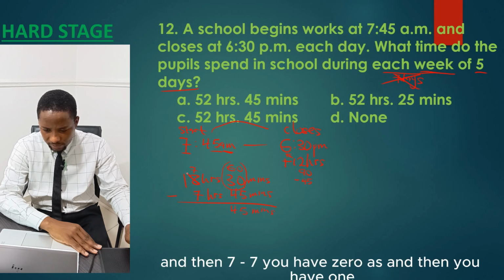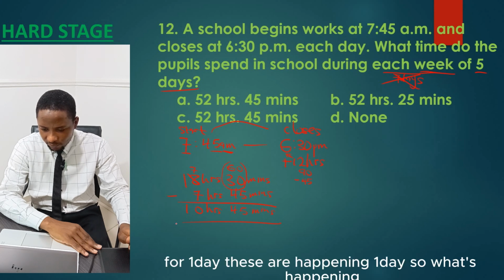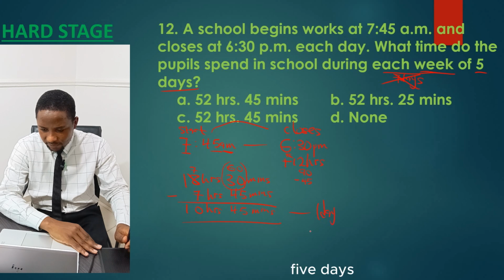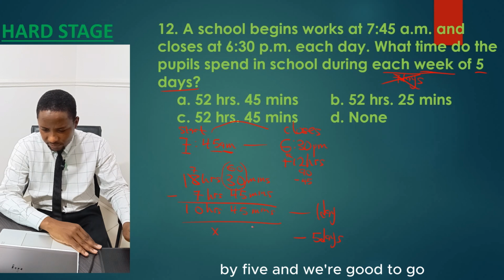And 7 minus 7, you have 0 hours. And then you have 1. So we have 10 hours 45 minutes for 1 day. This happened in 1 day. So what happened in 5 days is just for us to multiply what we have gotten by 5. And we're good to go.